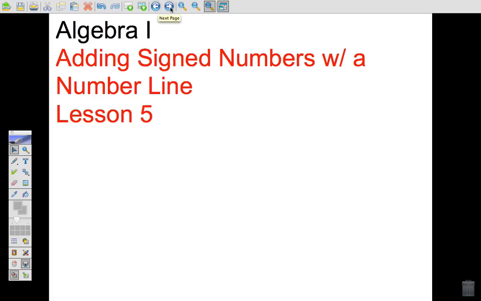Lesson 5, adding signed numbers with a number line. Now, to start this off, you've had, for example, where you've been asked to find the sum or the answer to -4 plus 2.